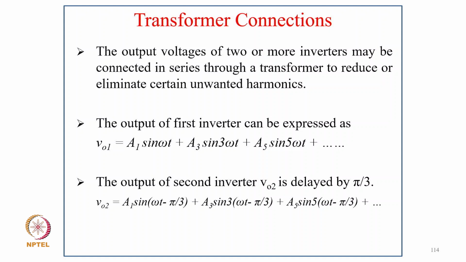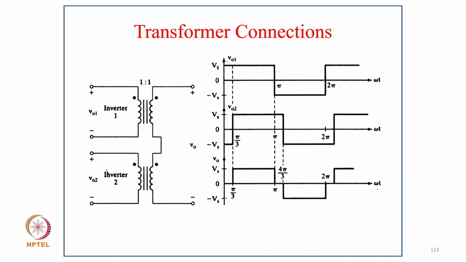Now coming to transformer connection, the output voltage of two or more inverters may be connected in series through a transformer to reduce or eliminate certain unwanted harmonics. The output of the first inverter can be expressed as VO1 equal to A1 sin omega t plus A3 sin 3 omega t plus A5 sin 5 omega t, and so on. The output of the second inverter VO2 is delayed by pi by 3. So VO2 equal to A1 sin omega t minus pi by 3 plus A3 sin 3 omega t minus pi by 3 plus A5 sin 5 omega t minus pi by 3 plus and so on. These are the typical transformer connections, connected in secondary in series, and this is how the output voltage is obtained.